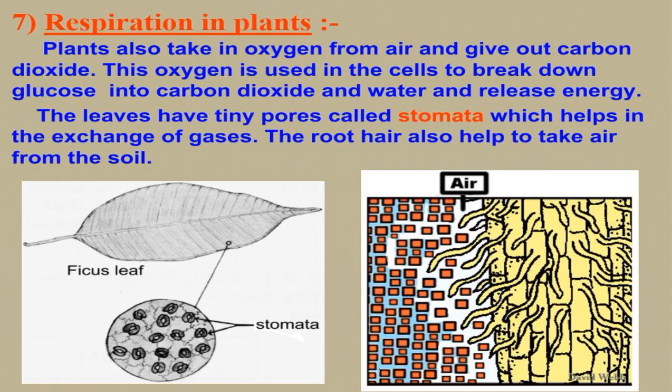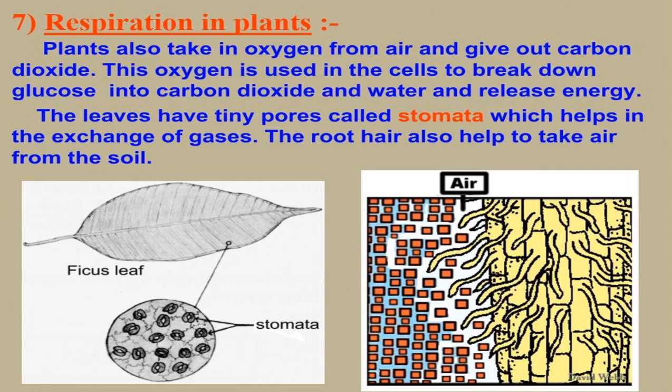At last, respiration in plants. Plants also take in oxygen from air and give out carbon dioxide. This oxygen is used in the cell to break down glucose into carbon dioxide and water and release energy. The leaves have tiny pores called stomata which help in the exchange of gases. The root hair also helps to take air from the soil.